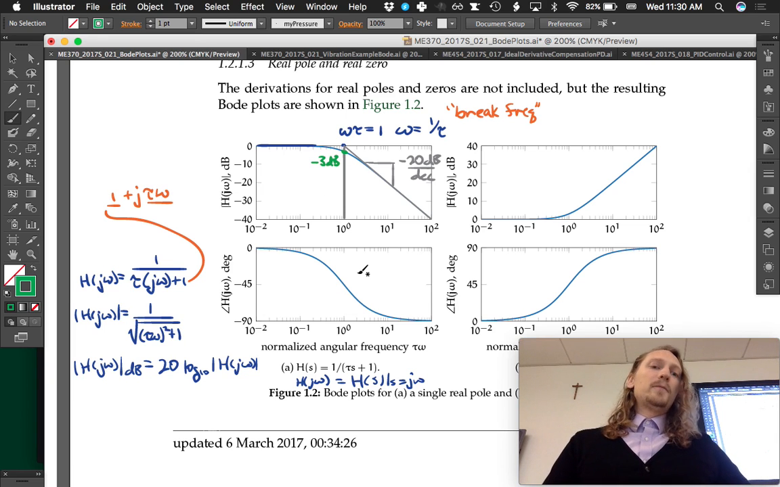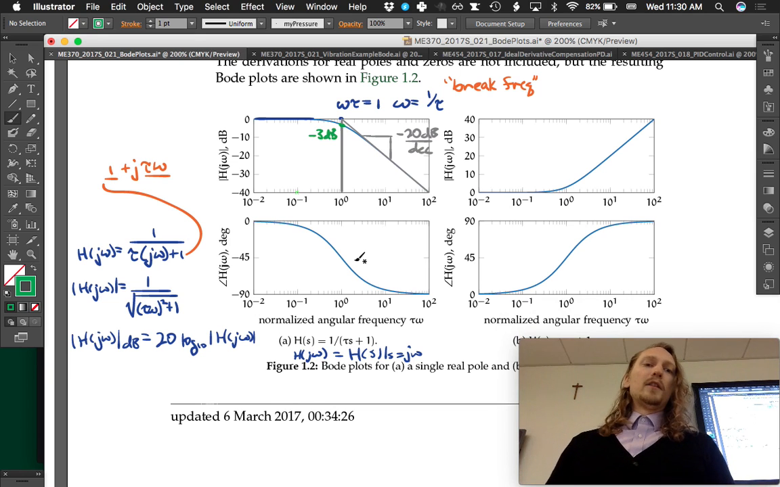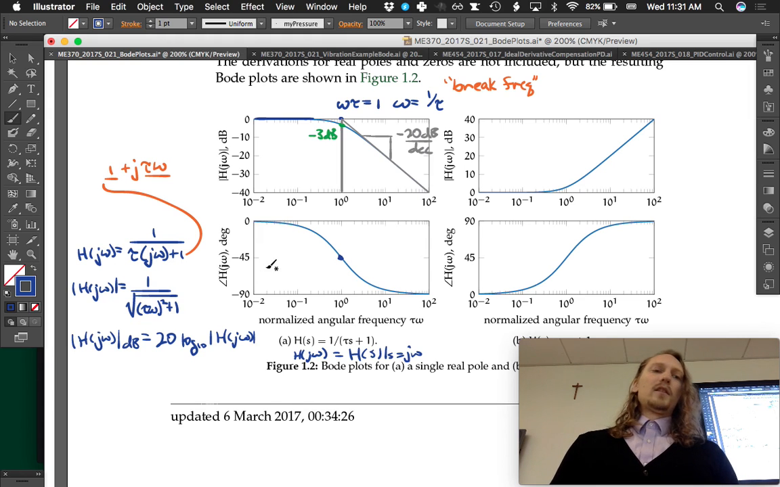The phase is not bad either, but let's look at it for a minute. Notice first off, it starts at 0 degrees and goes to negative 90 degrees. It has this transition, and it goes through negative 45 degrees at the break frequency. The method to draw this is to find negative 45 degrees at your break frequency, and that is a point on this plot every time.